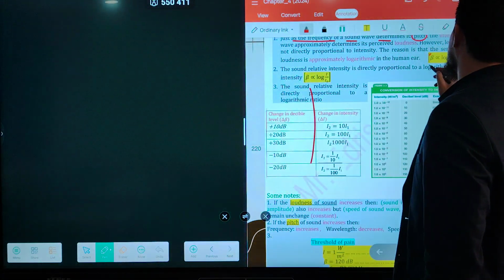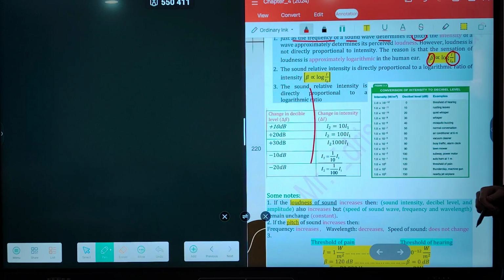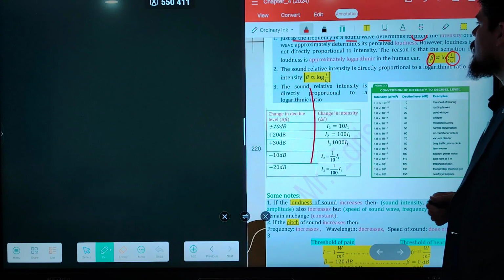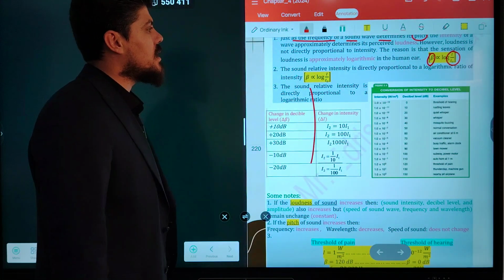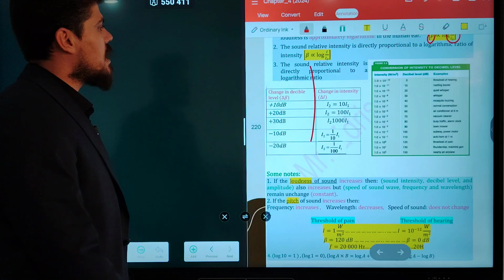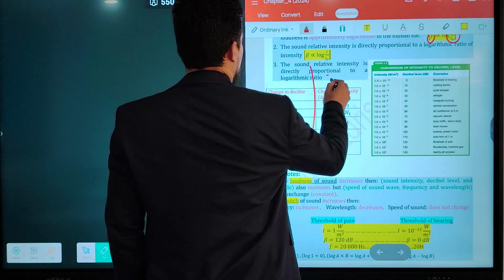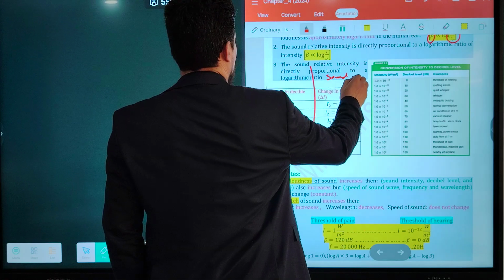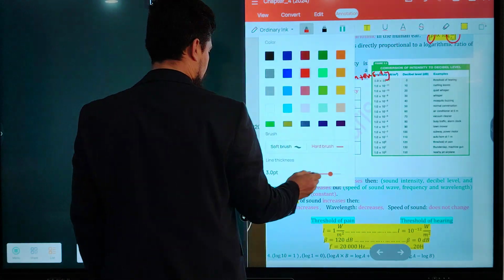The relation between decibel level, or relative intensity, and the intensity is indirect, or we can say logarithmic. That is why we say relative intensity. The sound relative intensity is directly proportional to the logarithmic ratio of the sound intensity.